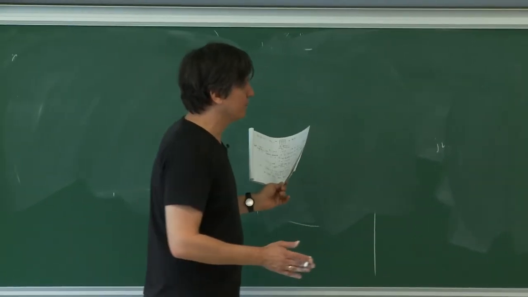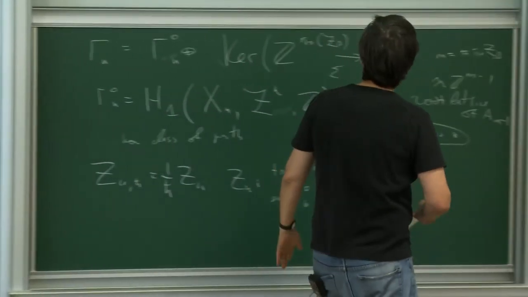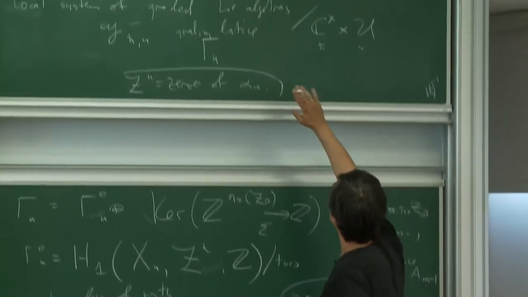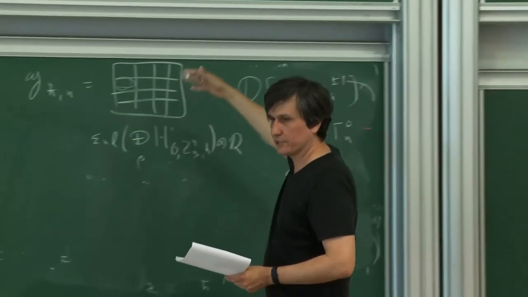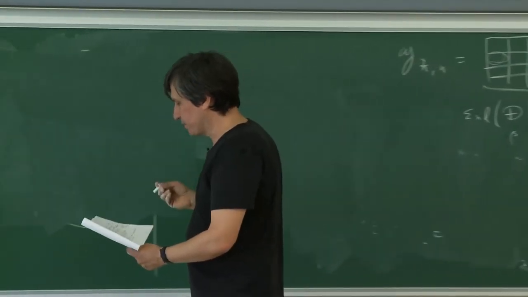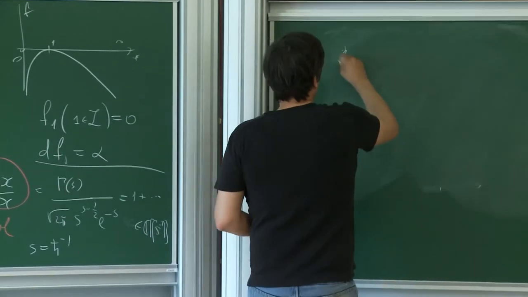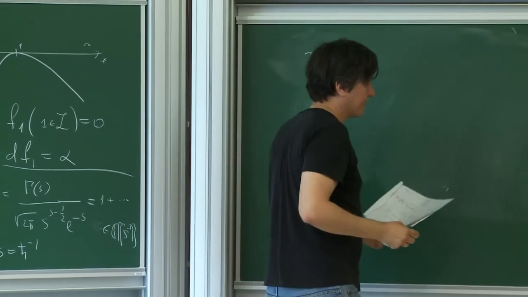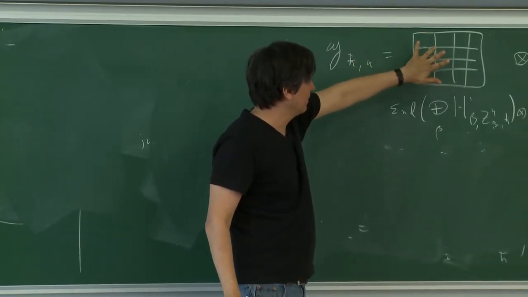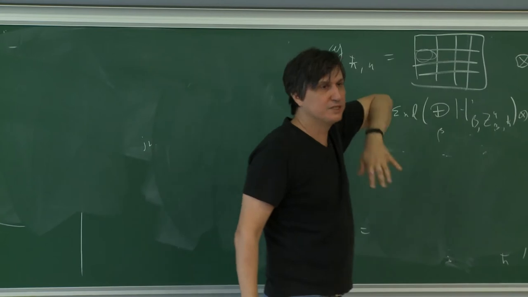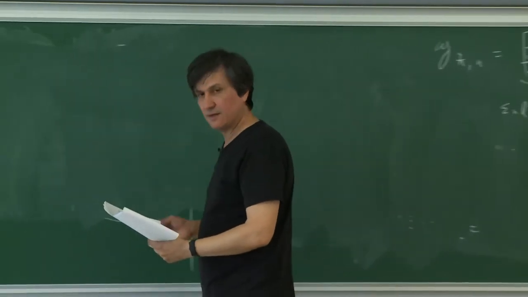One can repeat the story. What is a wall crossing structure? Namely, walls will be points in this parameter space where the central charge of some element of the grading lattice is a positive real number, and then you should associate an element sitting in the corresponding subgroup on this wall, satisfying some condition. But here there's a big difference from what I explained in the last talk. My Lie algebra was finite dimensional. Now it's infinite dimensional. Each graded component is finite dimensional, but the algebra is infinite dimensional.